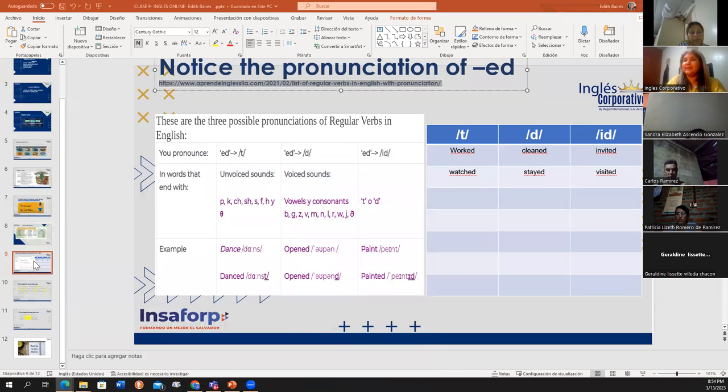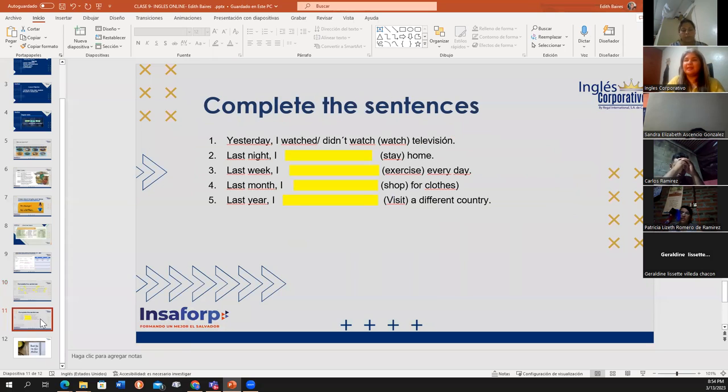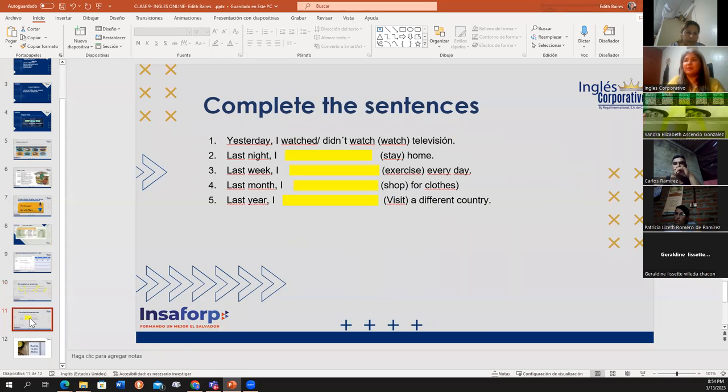Les mandé el link. As a homework, you are going to complete these sentences. It's also in the material. También las tienen en el material. Y van a completar estas. Y mañana las vamos a revisar, okay? That will be your homework for tomorrow. Complete this exercise. Están en el material.